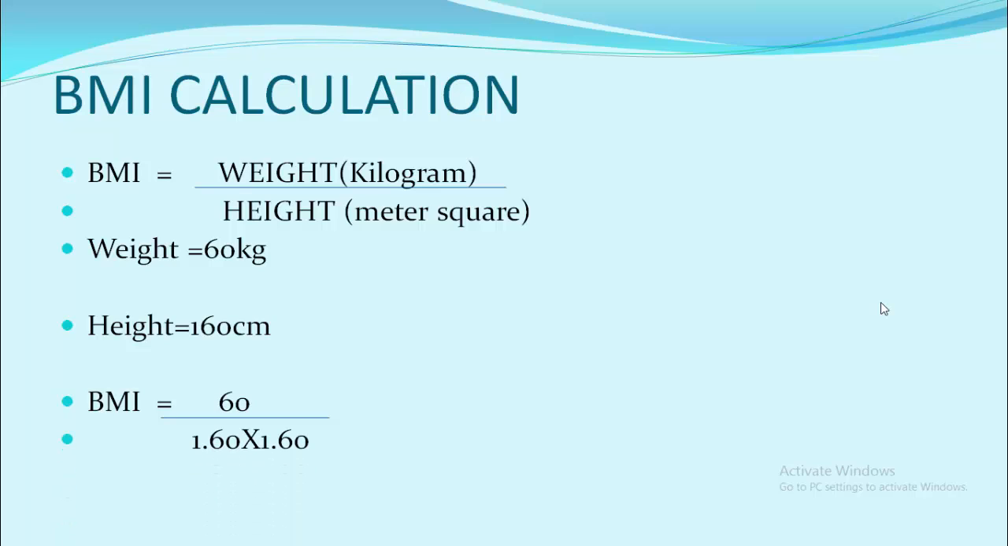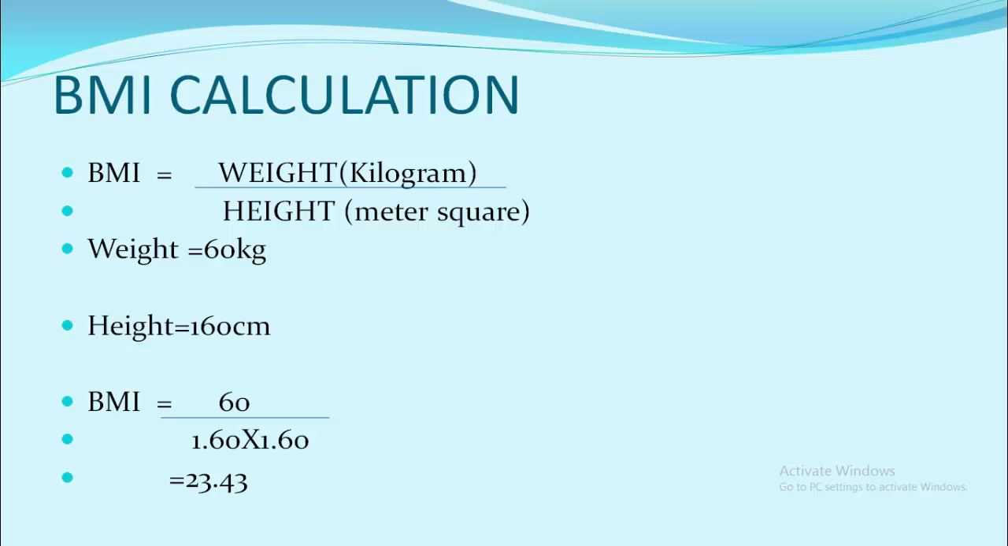I have given 160, then why did I write 1.6 and 1.6, right? Yeah, your guess is right. We have converted centimeters into meters because the numerator is in kilograms and the denominator should be in meters, right? Now, when we calculate, it gives the value of 23.43. What does this 23.43 indicate? This value indicates whether you are obese or not obese.